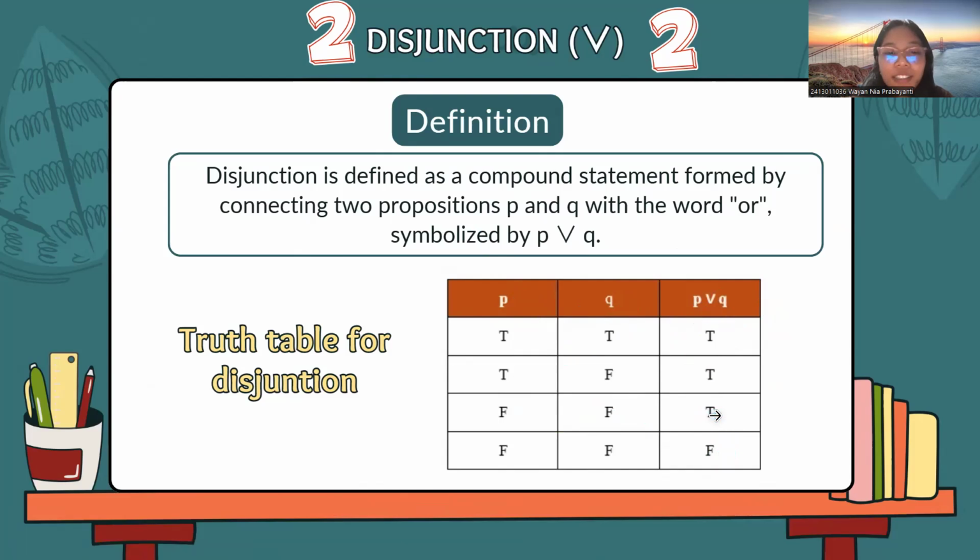So, in other words, a disjunction is false only when both propositions are false. As long as at least one of them is true, the disjunction is true. Okay, let's take a look at the example.